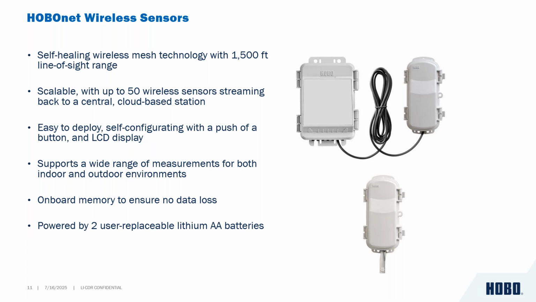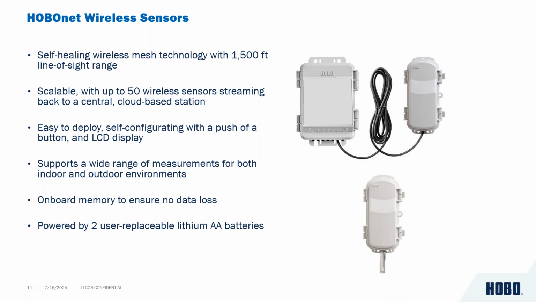We do call this a self-healing wireless mesh technology. Essentially what that means is if a sensor can't communicate directly to the station, it can pass its signal through other sensors in line, making up to 5 hops to get that signal back to the station. The station itself does connect to our cloud utilizing a 4G cellular connection. And this setup is scalable and allows you to connect up to 50 of our wireless sensors to a single RX station. And all the data from those sensors is sent back to our Lycor cloud platform.